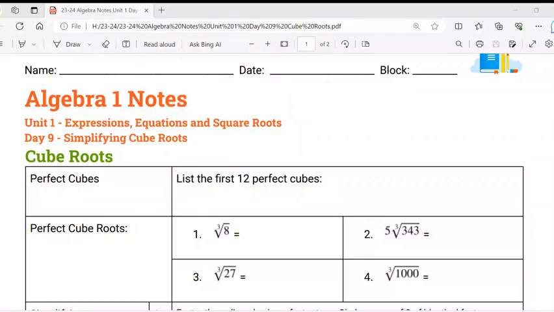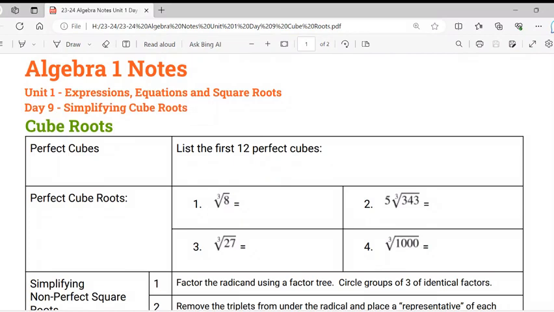Today we're going to take a look at how to solve and simplify cube roots. The first thing we're going to do is list all of our perfect cubes. So we start by saying 1 times 1 times 1. The value of that is 1. So 1 is our first perfect cube.